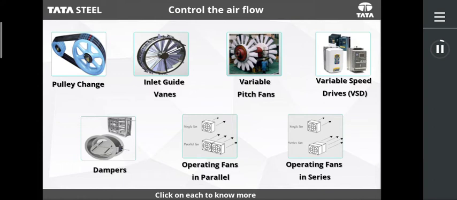The next point we need to keep in mind for an efficient fan system is controlling the airflow. The fan airflow can be controlled using the following means: pulley change, dampers, inlet guide vanes, variable pitch fans, variable speed drives (VSD), operating fans in parallel, operating fans in series. Click on each to know more about them.